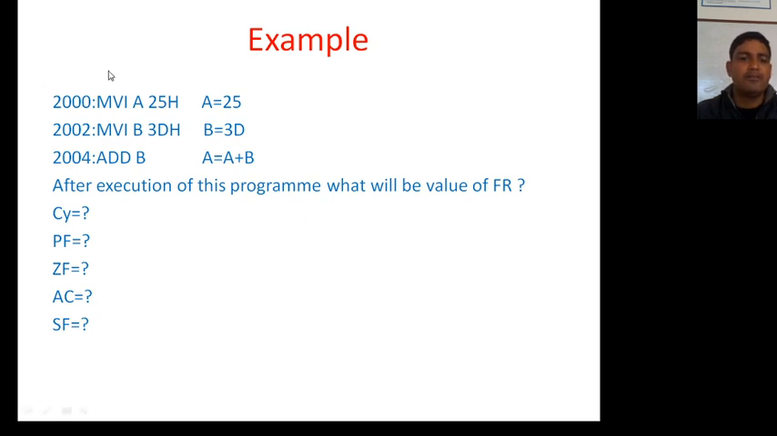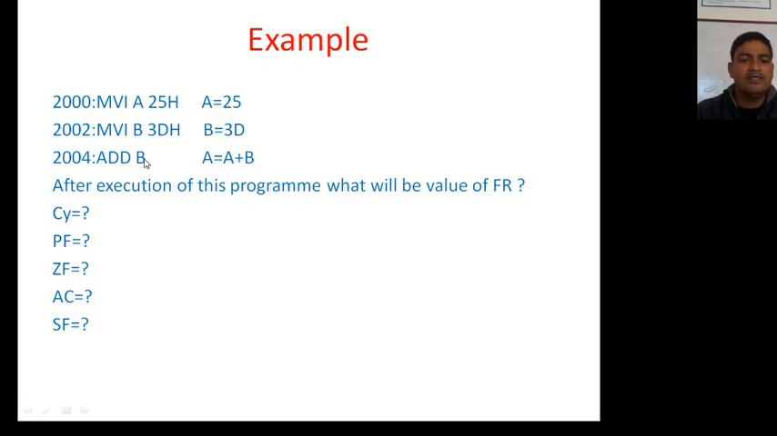Suppose this is your program: MVI A, 25; MVI B, 3D; ADD B. MVI A 25 means A equal to 25. This is immediate addressing mode, later on you will see. MVI B 3D, B equal to 3D, ADD B. I already told you the destination operand will always be the accumulator, so you do not need to mention A here. ADD A, B is invalid. So just write ADD B, because by default one operand is A. It means A equal to A plus B.